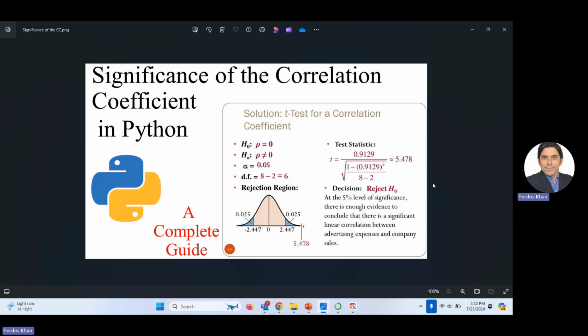We have done it there, but that was not in detail. That was just the output of the correlation analysis. So today in this video, I would like to explain how this procedure works. What is meant by the significant correlation?